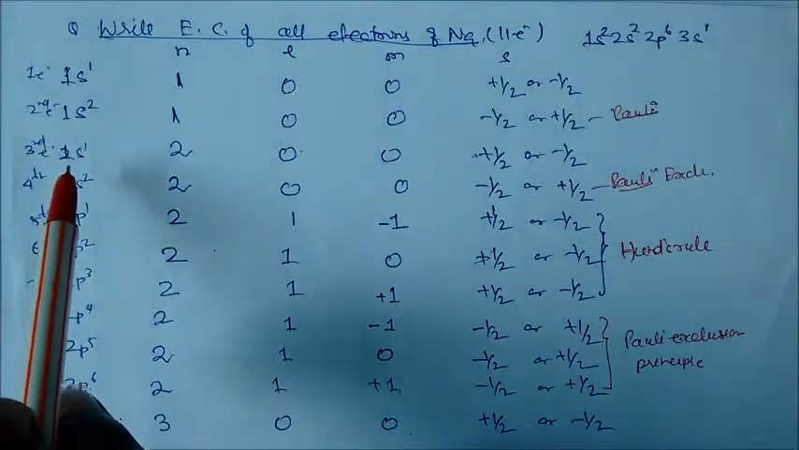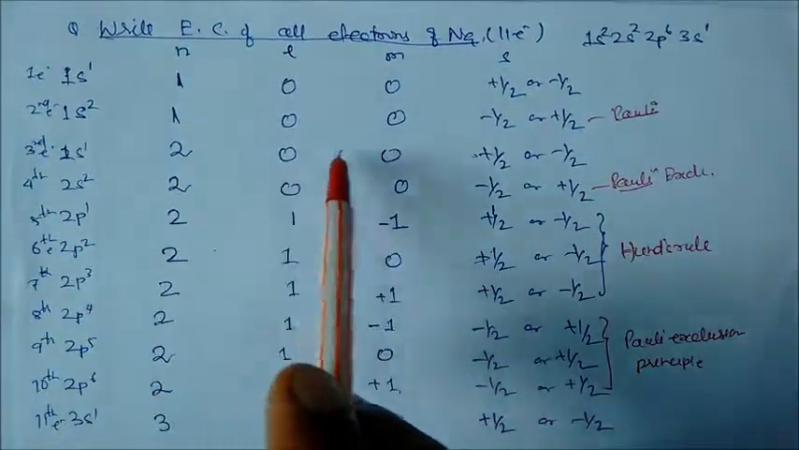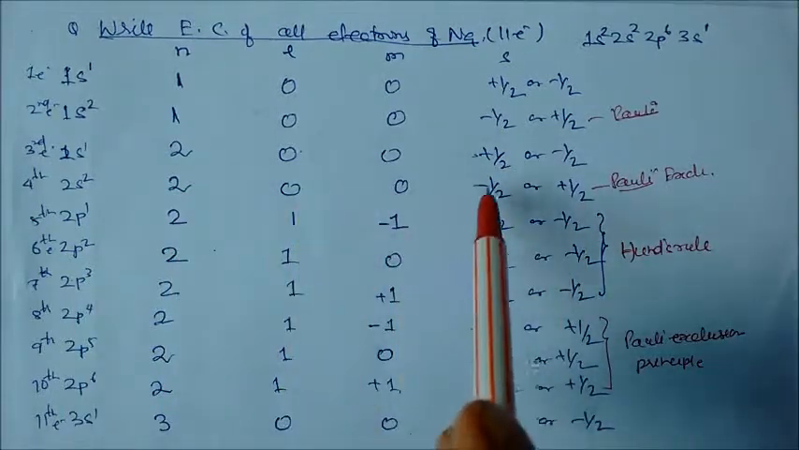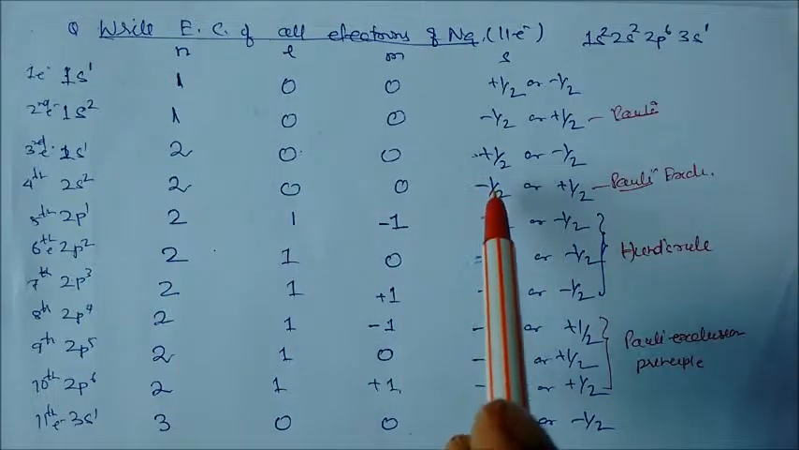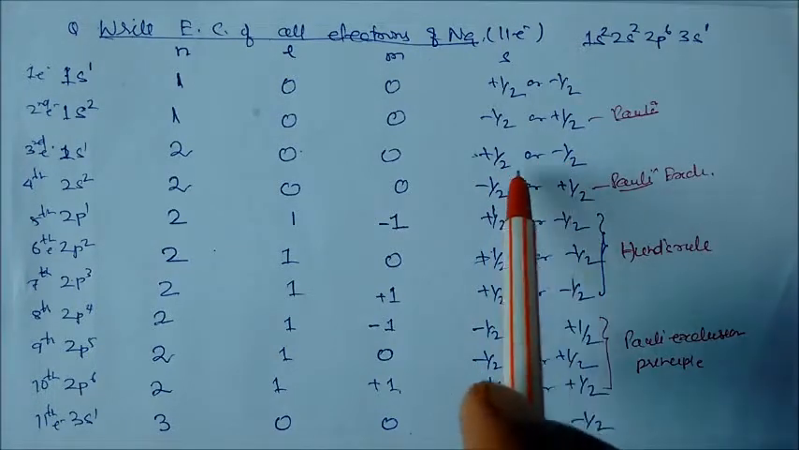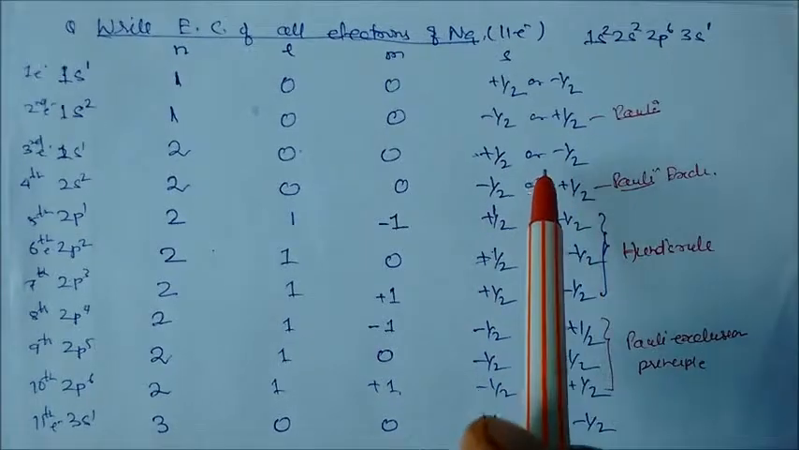Now come to 2s, same thing is there. 2, 0, 0, here will be plus half, minus half. But in case of the second, the three will be the same, the fourth will not be the same. Because this is minus half. If you are writing this is minus half, this will be plus half. So either you write this one or this one.